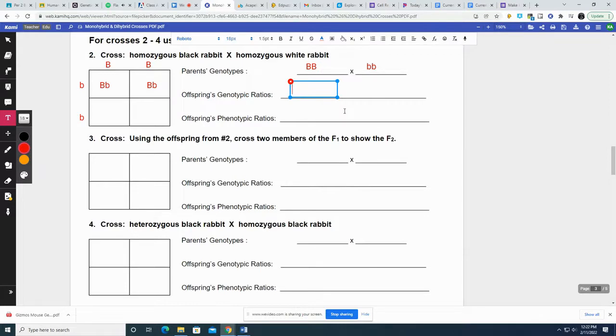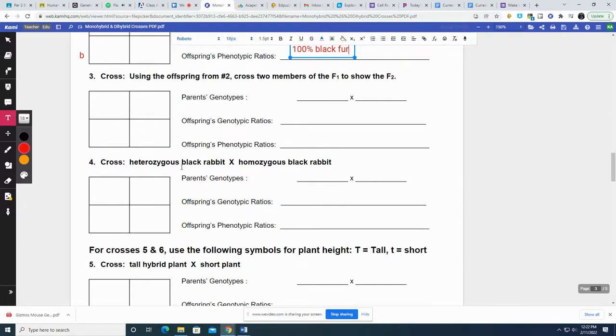So the genotypic ratio is 4 out of 4, or 100% will have the genotype of big B, little b. They'll all be heterozygous. Now, what are these rabbits going to look like? Well, since they all contain one big B, they're all going to have black fur. So 100% of the rabbits will have black fur. I'm going to skip this one because you're not going to have one of these on the test. It's basically asking you to cross two of these, a big B, little b, with another big B, little b. But we need more practice with these terms.